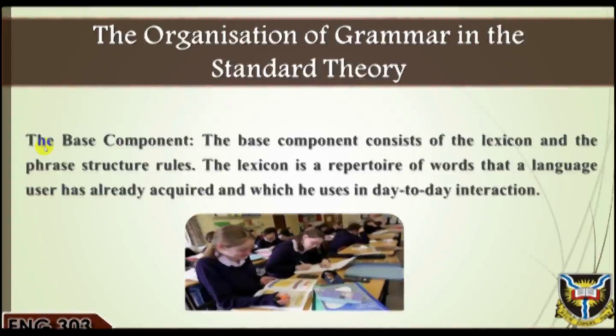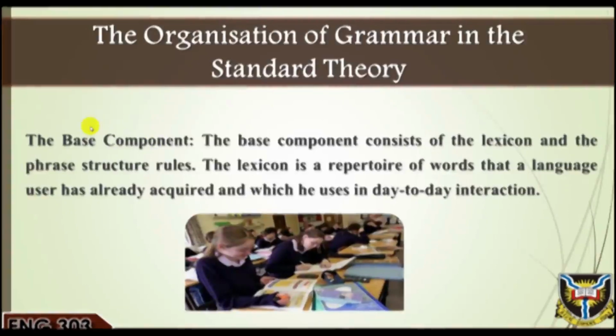The base component. The base component consists of the lexicon and the phrase structure rules. The lexicon is a repertoire of words that a language user has already acquired and which he uses in day-to-day interaction. Such words have distinct features such as grammatical category, phonological shape, meaning, and so on. These features are peculiar to each word and determine how they are used in a structure. For instance, a word determines which word should come before it or after it.